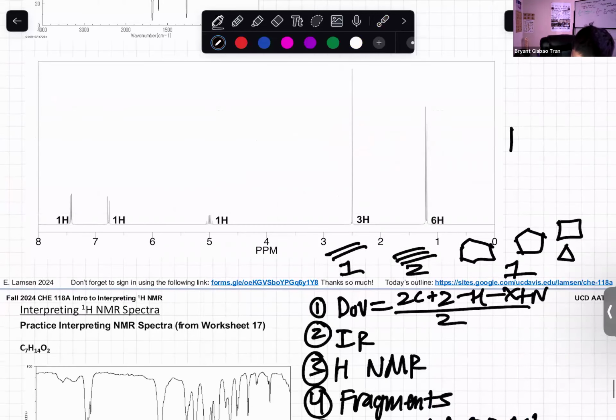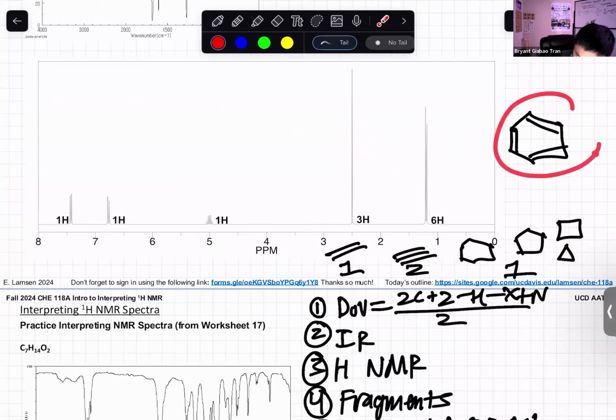If you have a benzene like this, how many degrees of unsaturation would you expect, at least? Like, let's just say we have a benzene here. How many degrees of unsaturation would you expect for this benzene here?